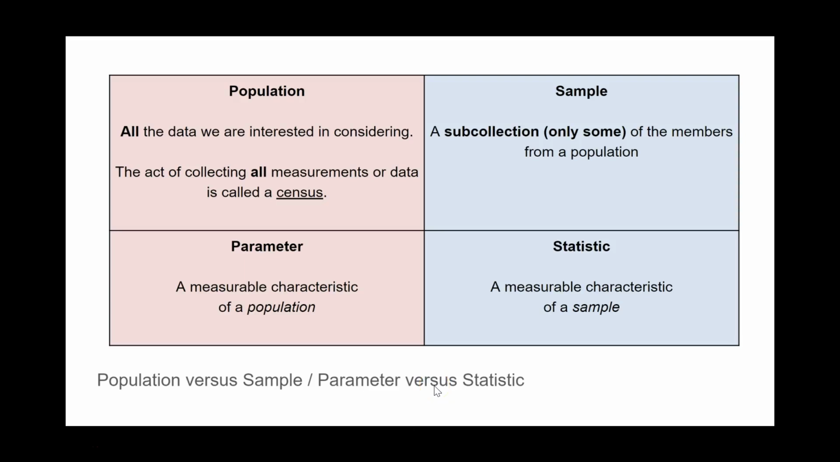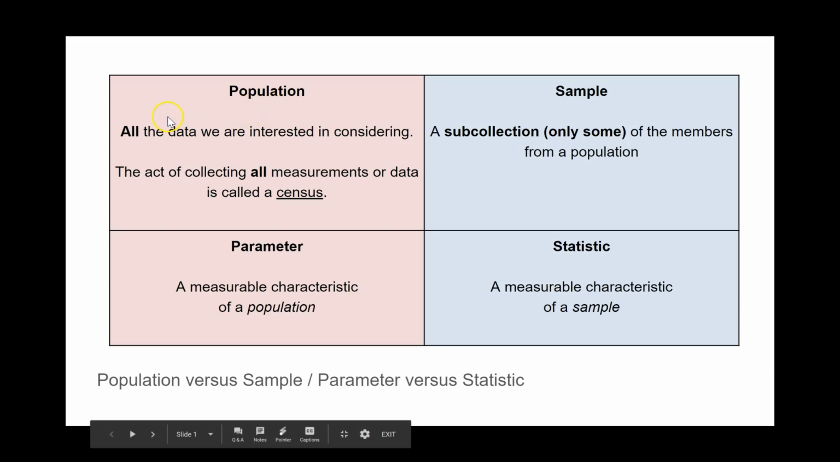Population, sample, parameter, and statistic. These four terms are going to be very important as we make our way through this course. So it's important to understand what they are now, as we will be using these terms as if they are just part of our everyday language when we get to the second half of the course. So let's take a look at these definitions that are given.